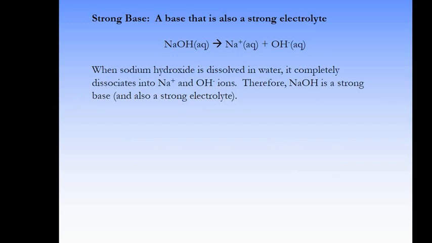Now, just like you can have strong acids and weak acids, you can also have strong bases and weak bases. A strong base produces hydroxide, but it's also a strong electrolyte. So if you've got a base that also completely dissociates into its constituent ions, then you've got a strong base.